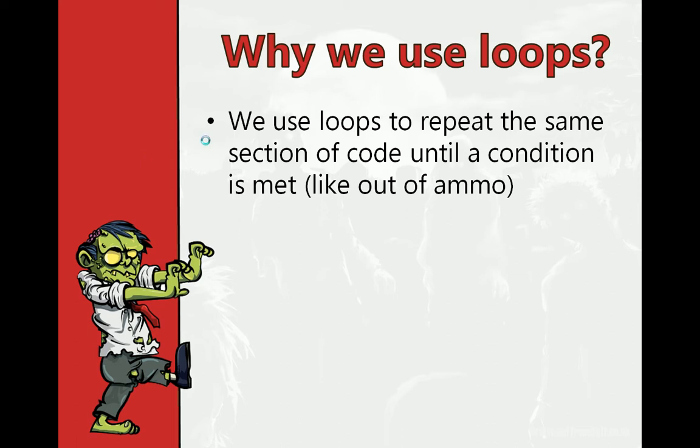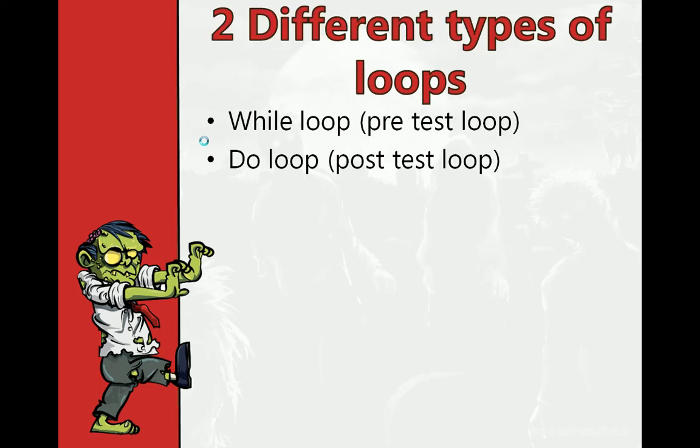So loops are very beneficial in our programming. Remember, sequence, selection, and loop are the three foundation blocks of programming. We've already gone through sequence, and we've already gone through selection, which is our if statements, and now we're going through loops. The two types of loops that we're going to look at: the first type is a while loop, and the second type is a do loop. There are several differences between these.